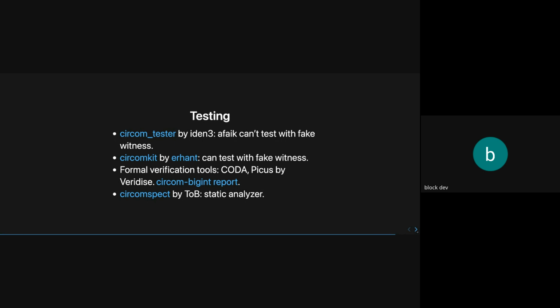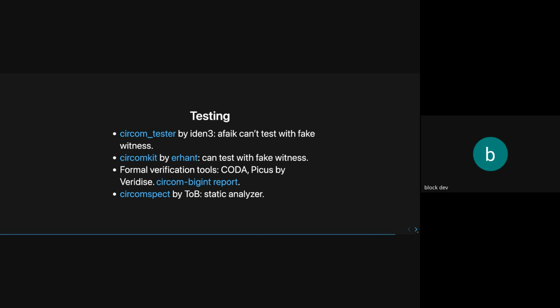So you can assign some random values to your intermediary signal or an input signal. Let's say it was supposed to be 10, but you say, okay, assign this signal as 5 and then generate a proof. And then you can test whether your verifier will accept that or not. So it lets you test a broad variety of categories that way.